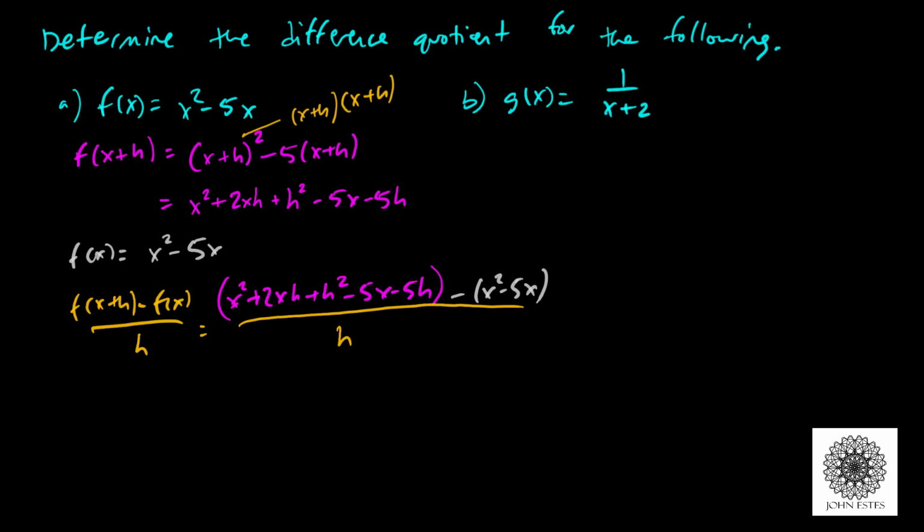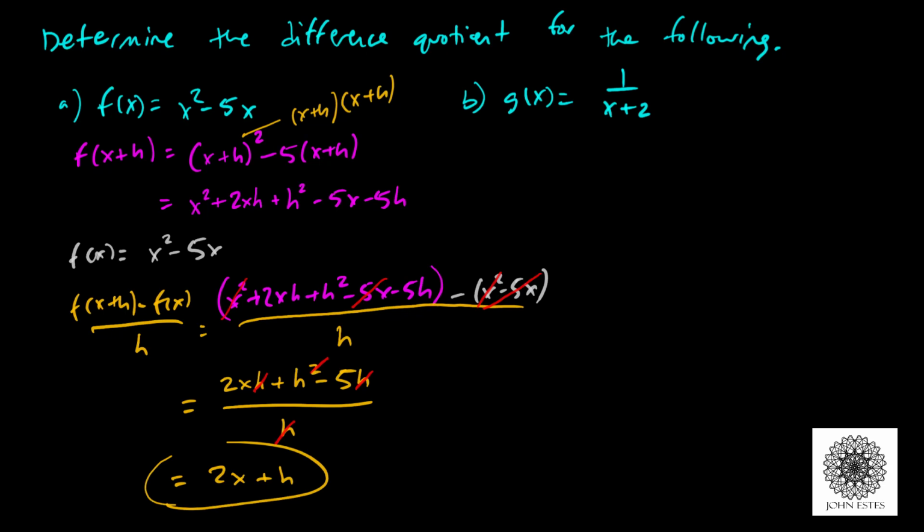My goodness, this looks really complicated, but if you notice, I have an x squared minus an x squared, and I have a negative 5x minus a negative 5x. So some stuff canceled out, and now I'm left with 2xh plus h squared minus 5h all over h. And remember, if there's an h in every term, which there is here, I'm free to cancel out an h out of everything. And I'm left with 2x plus h. There's my difference quotient for the value x squared minus 5x.